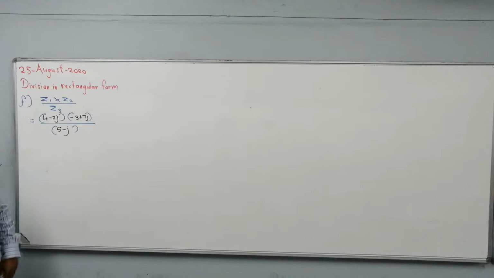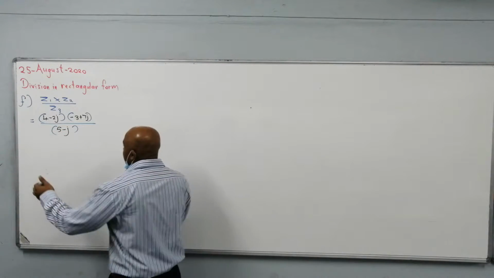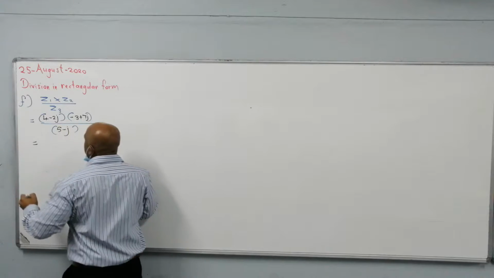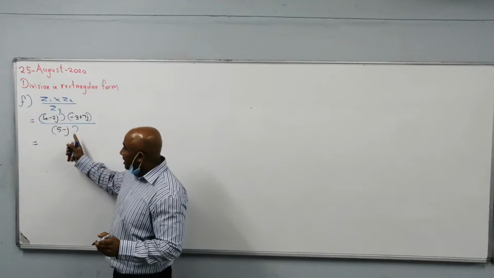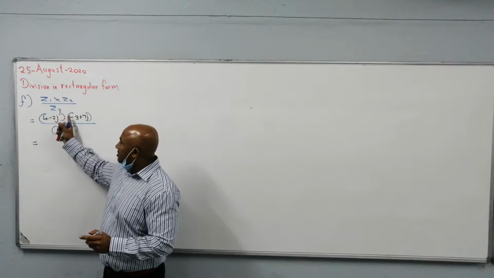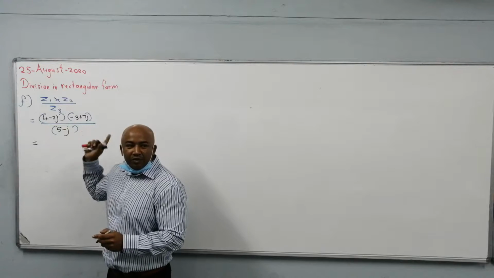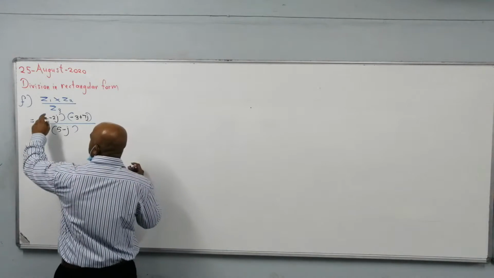Right, so here we have to multiply and then divide. These are all in rectangular form. So remember with division, you need to multiply by the conjugate of the denominator. But now in the numerator we can remove the brackets first. It's up to you what you want to do. Okay, so let's remove the brackets here.